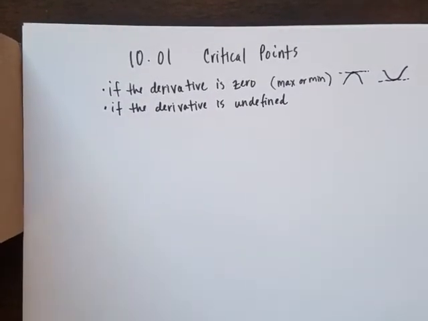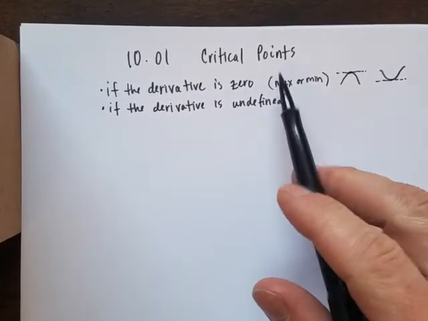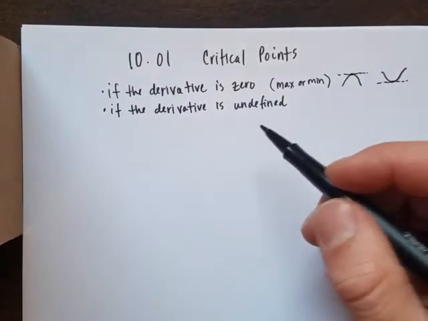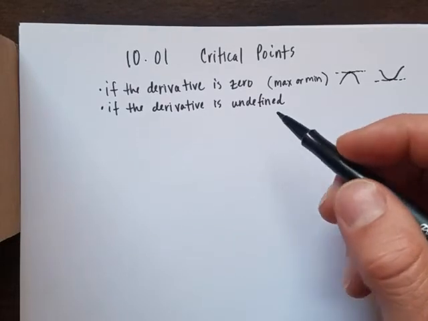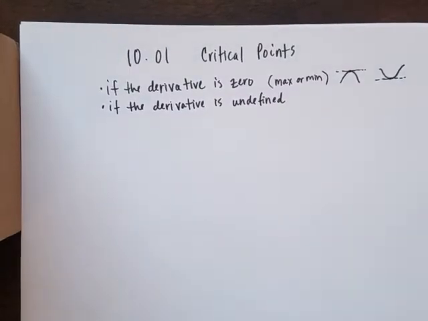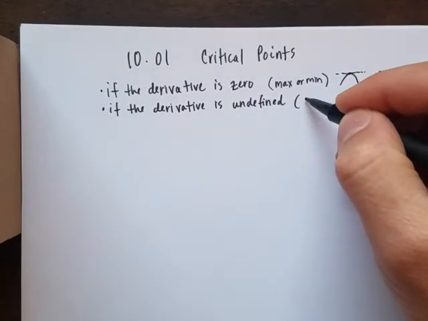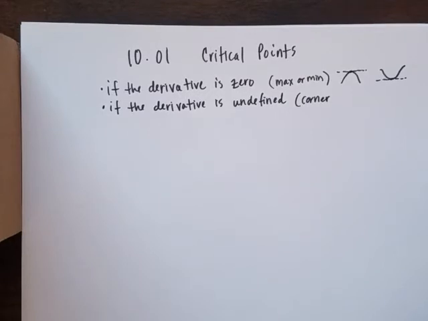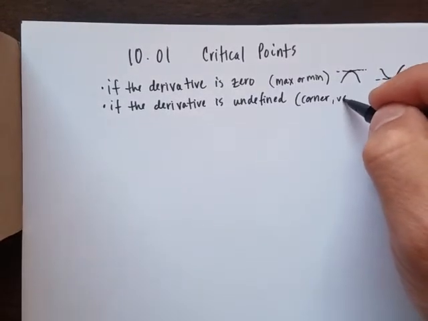So if the derivative is 0, not only is that a critical point, it tells us it's a maximum or minimum. It's also going to be a critical point if the derivative is undefined. So this would be kind of like weird parts in our graphs where we couldn't take the derivative. Remember, this could be something that looks like a corner, right? Like in the absolute value function, or sometimes even a vertical tangent.